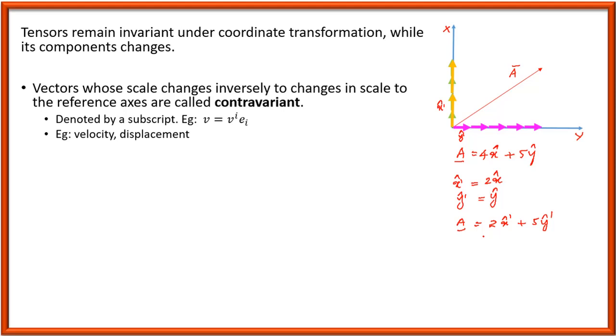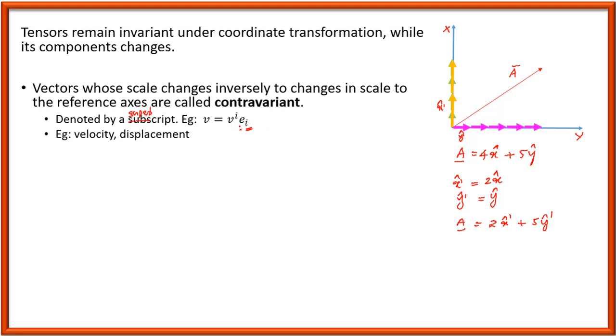So vectors whose scale changes inversely to the changes in the scale of the reference axis are known as contravariant vectors. Examples of contravariant vectors are velocity and displacement. Here, velocity is a contravariant vector. So the basis is denoted by a subscript, and contravariant vectors are denoted by a superscript.